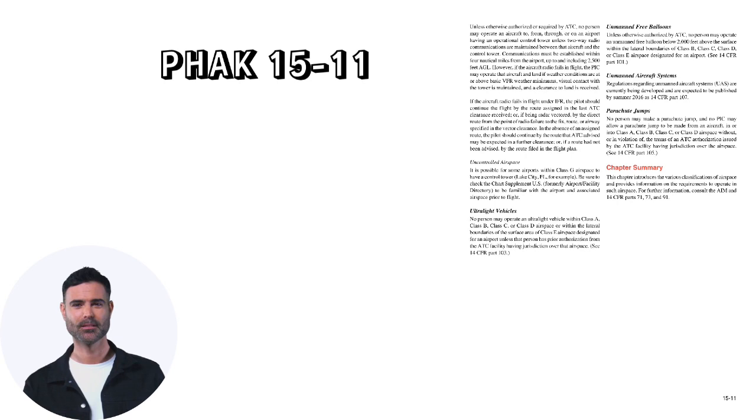Uncontrolled airspace. It is possible for some airports within Class G airspace to have a control tower, Lake City, FL, for example. Be sure to check the Chart Supplement U.S., formerly Airport Facility Directory, to be familiar with the airport and associated airspace prior to flight.